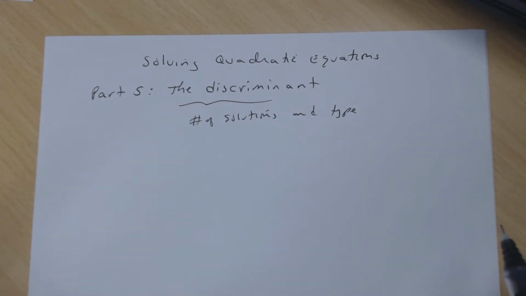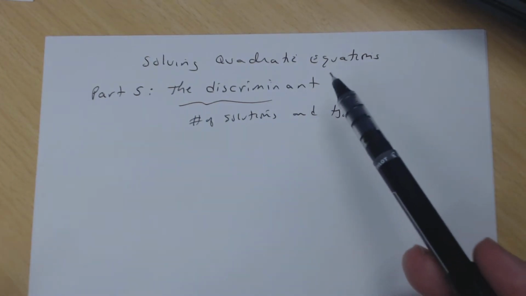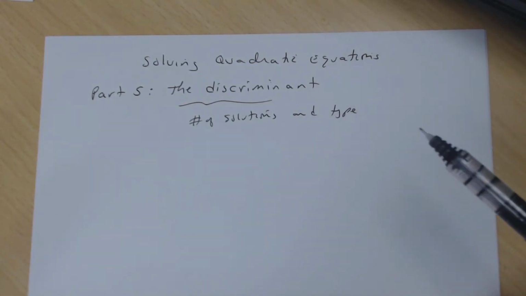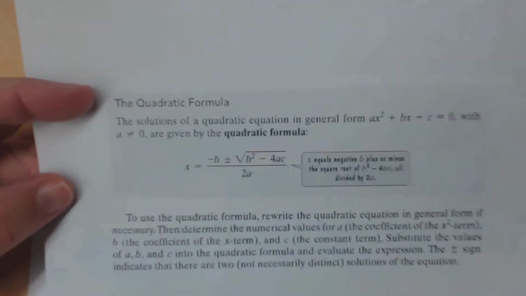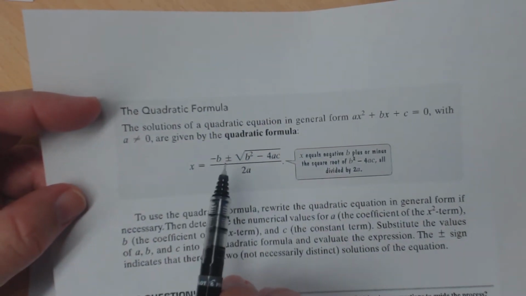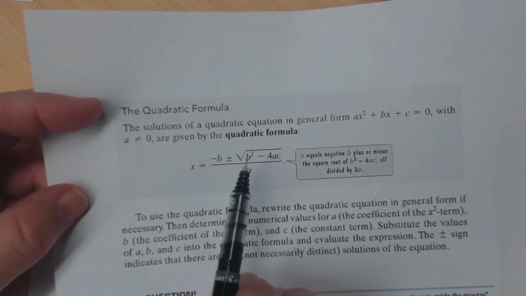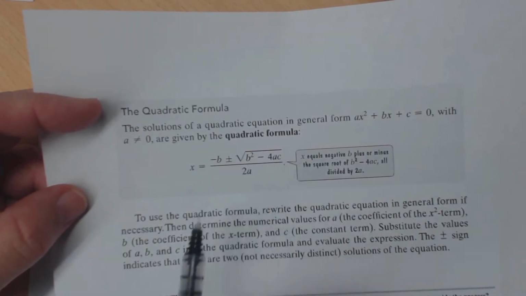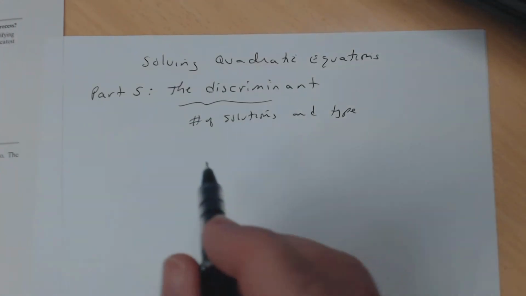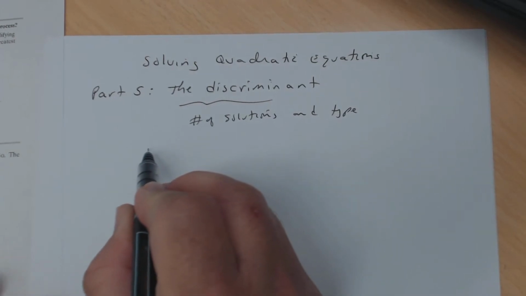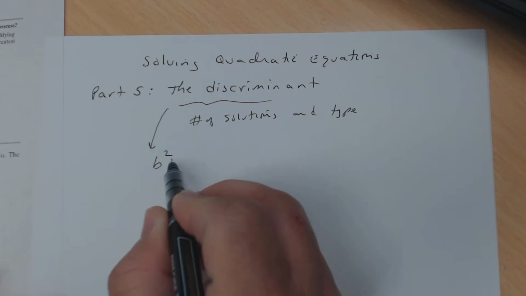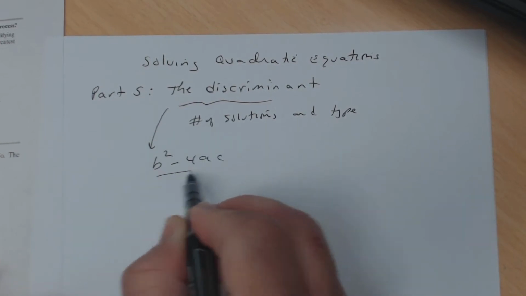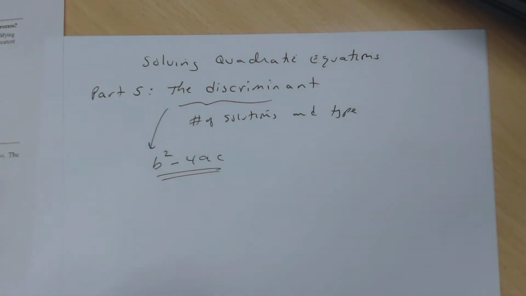If you want to determine the solutions, you're going to have to solve the equation, and you can solve all quadratic equations using the quadratic formula. But in the quadratic formula, remember, this is the quadratic formula right here: the opposite of b plus or minus the square root of b squared minus 4ac all over 2a. The discriminant is the radicand. So the discriminant is just b squared minus 4ac. That's the discriminant. Nothing else.